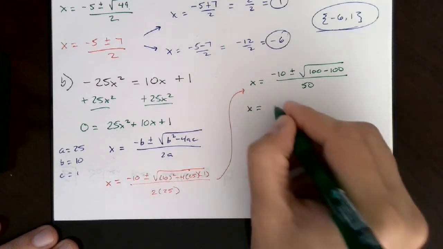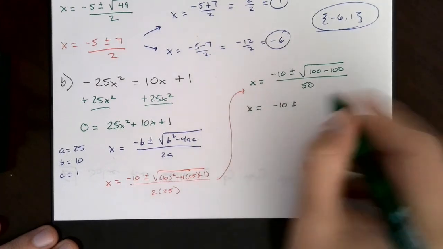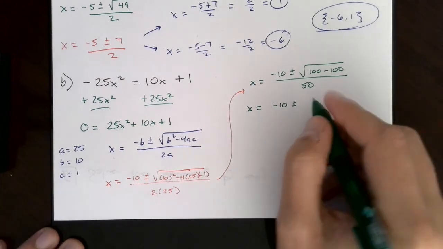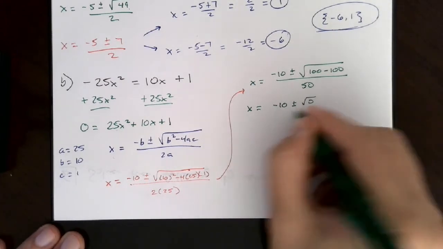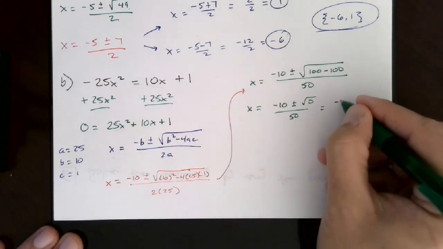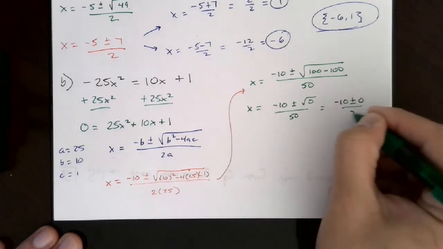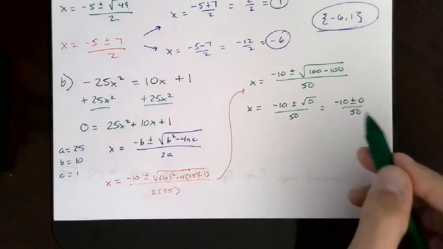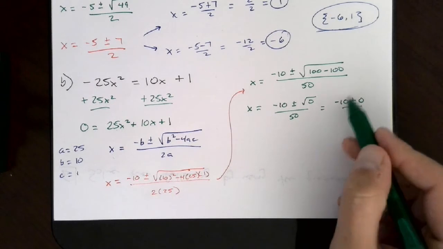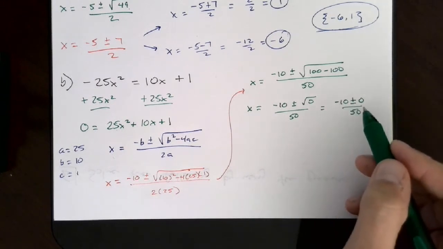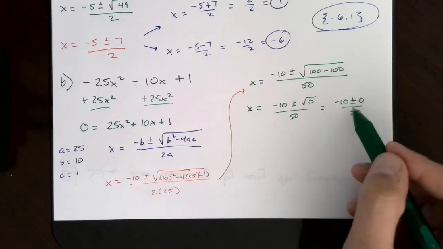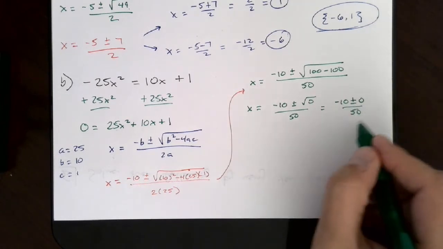And we have x equals negative 10 plus or minus the square root of 100 minus 100. Well, that's the square root of 0 all over 50. Well, what's the square root of 0? That's just 0. So we have negative 10 plus or minus 0 all over 50. Now, you could combine these. It's negative 10 plus 0 over 50, and then you'd also have negative 10 minus 0 over 50. Normally, we'd say it's two answers, but if you're adding 0 or subtracting 0, that negative 10 still just stays negative 10. So this is actually equal to just one answer.